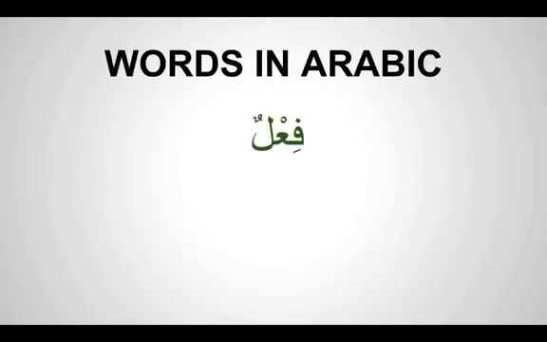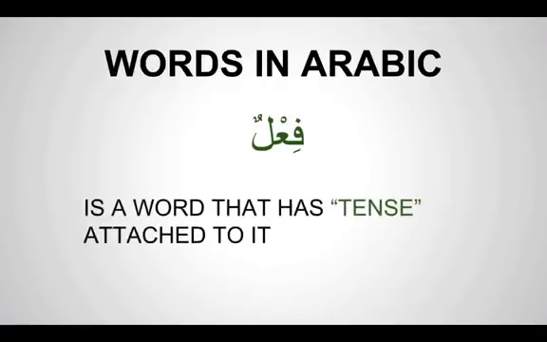And we learned that a fi'al is a word in which you can get the meaning of a tense: present tense, past tense, or future tense. Any word which has a tense attached to it is called a fi'al, or a verb, as we call it. There's the action, and the time of the action is embedded within the word. For example, we say 'he went', so we know it's past tense, and there's the action of going. So there are 2 things in a fi'al: the action, and a time attached to it. Whereas in ism, there is no time attached to it.